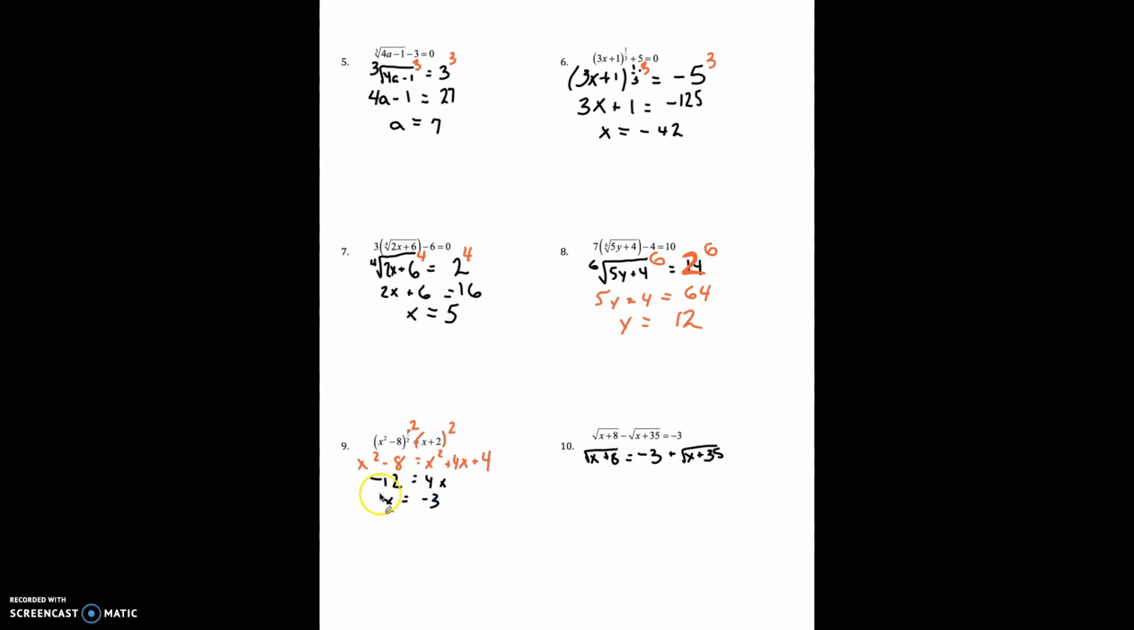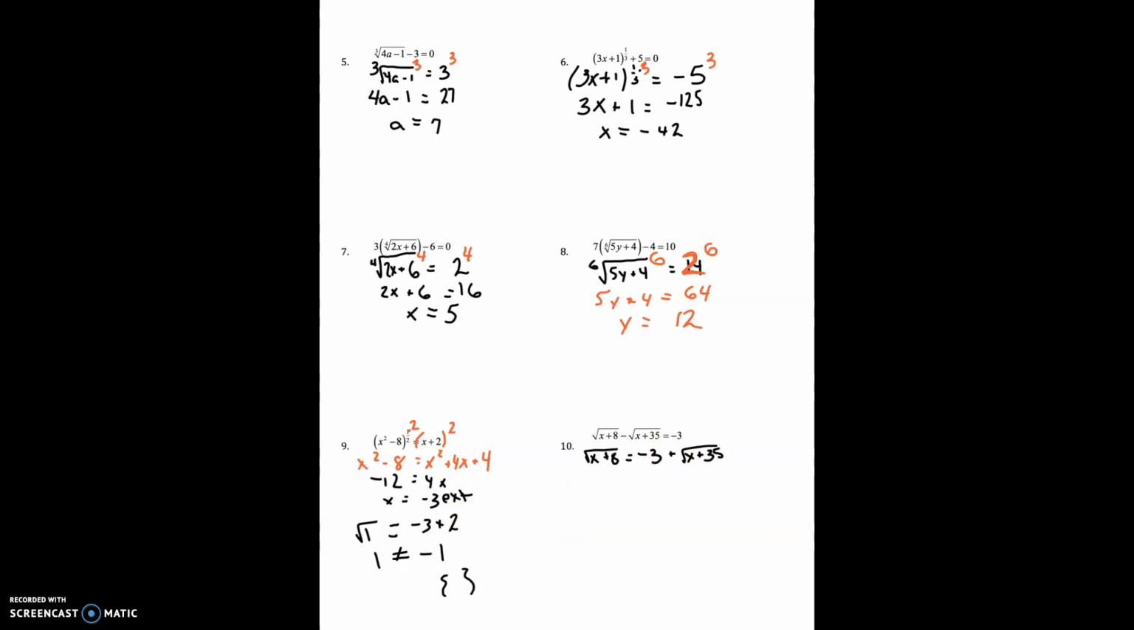So when I check that, 9 minus 8 is 1. So we get the square root of 1. And then here we get negative 3 plus 2. So negative 3 plus 2 is 1, and the square root of 1 is 1. Those are not equal. So for number 9, we actually have no solution. X equals negative 3 is an extraneous solution.